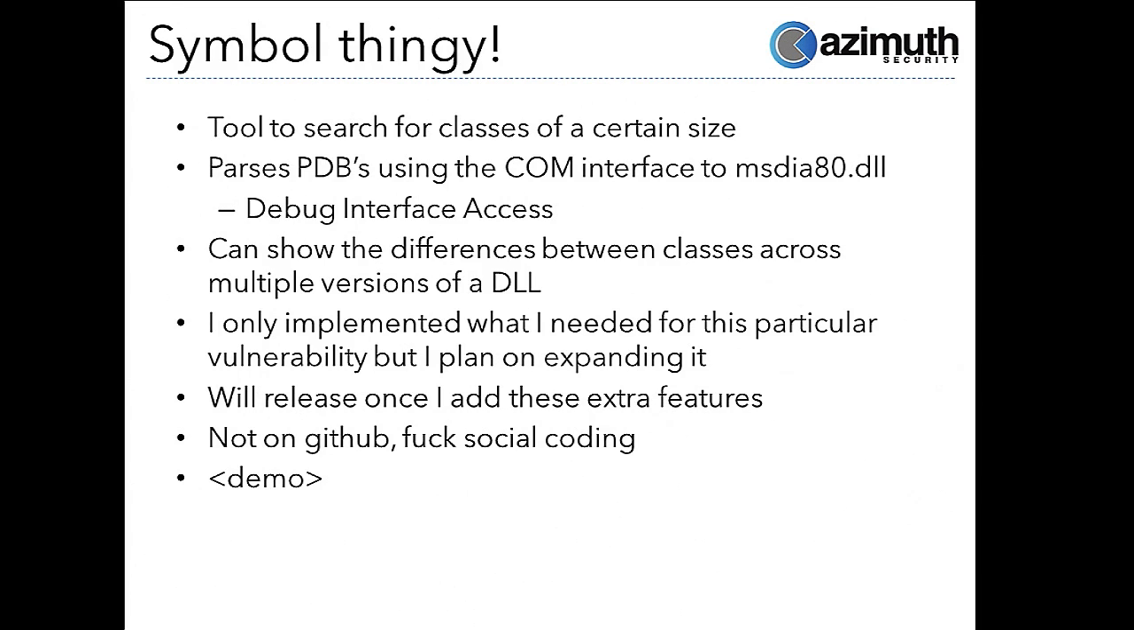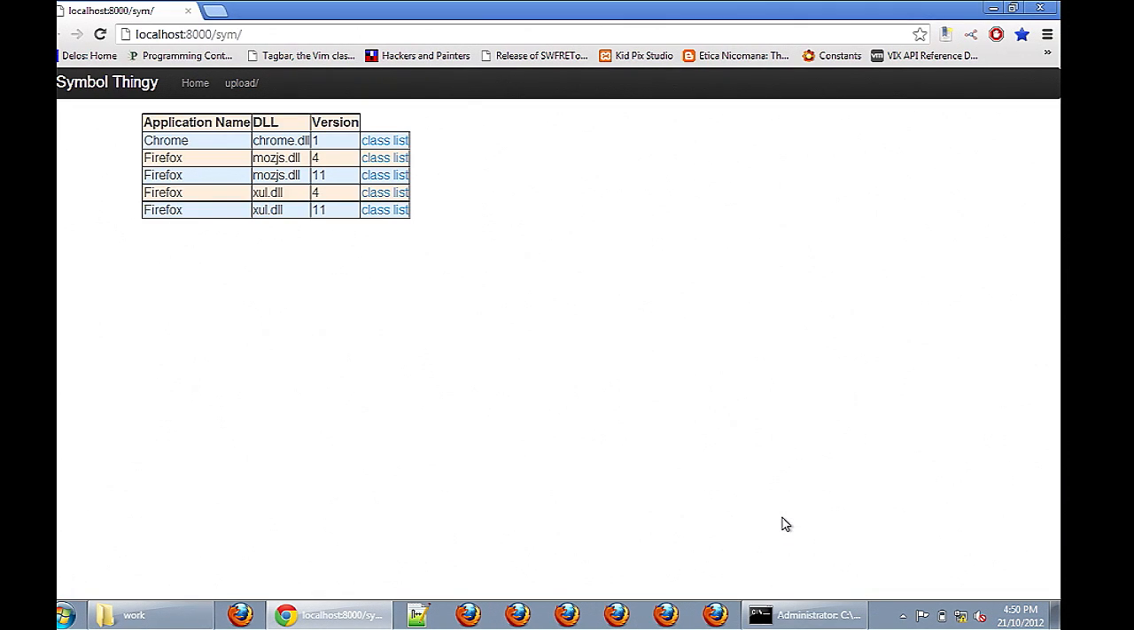So I wrote this tool called Simple Thingy, because I've never talked about it to people. It's basically a tool to search for objects and classes of a particular size, or between a range of sizes. It parses PDBs, the debugging files, using the Debug Interface Access COM interface, using Python, because Python is the best. It's very bare bones at the moment, but I need to work on it more and then I'll release it. I'm not going to go on GitHub because I'm an only child and I have problems sharing.